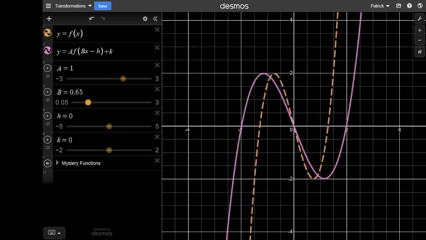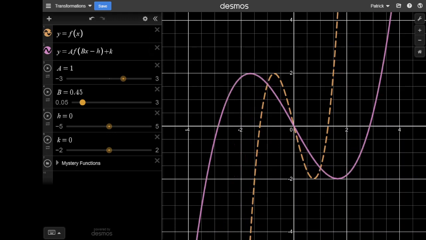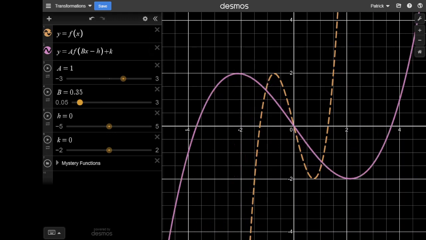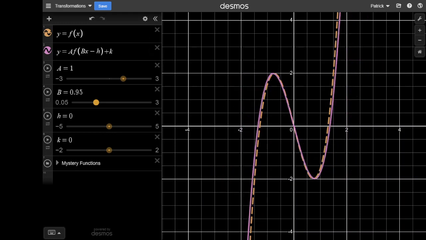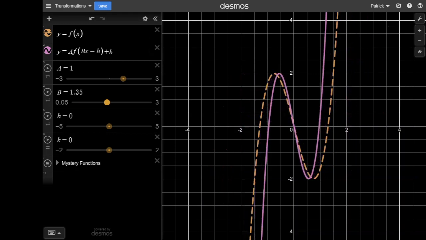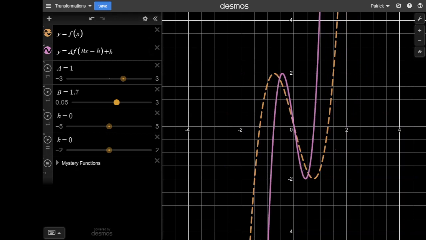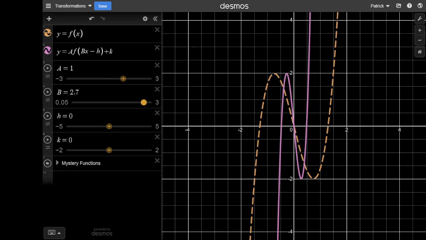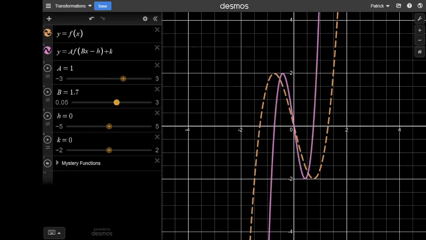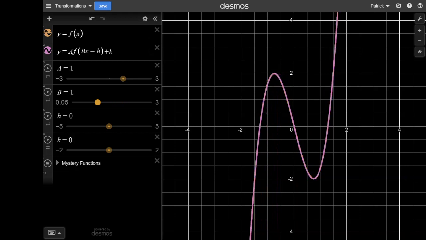But when you have small values of b, it is going to stretch the graph horizontally. When you have values of b larger than 1, it is going to shrink the graph horizontally. I'm not going to deal with negative values of b. It will cause flipping to happen, but it's a little bit harder to follow, so let's just not worry about it.